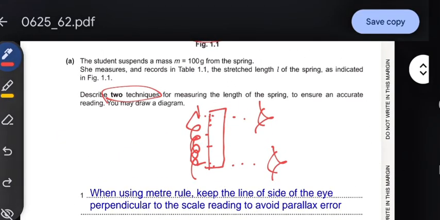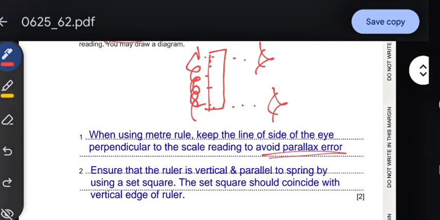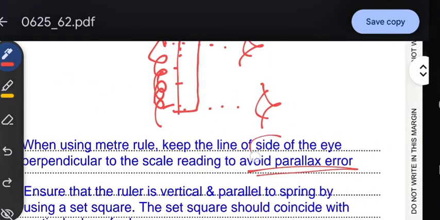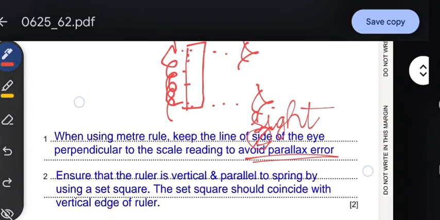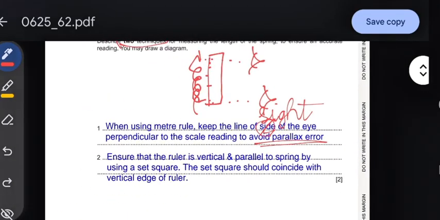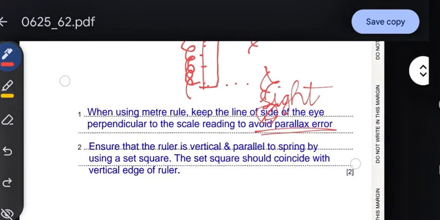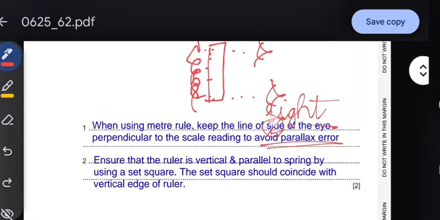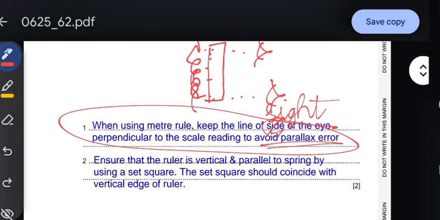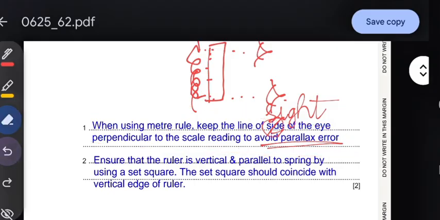Always when there's any improvement, any technique, most of the time you can write that. Avoid parallax error. When using a meter rule, keep the line of sight of the eye, it is line of sight, S-I-G-H-T, perpendicular to the scale reading to avoid parallax error. This is something which you should have memorized by now to ace good marks in your exam.